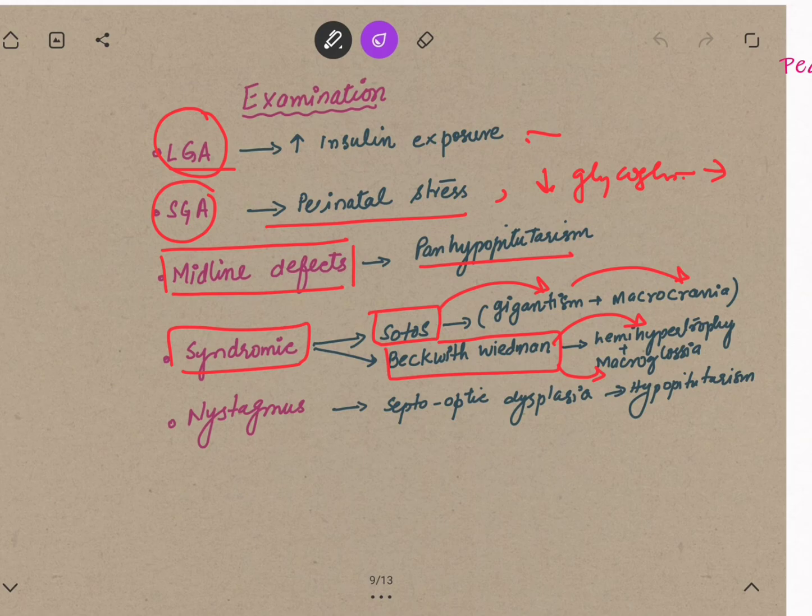Now, another very important cause: if you find a child with nystagmus with hypoglycemia, you should rule out septo-optic dysplasia, which is again a cause of hypopituitarism.